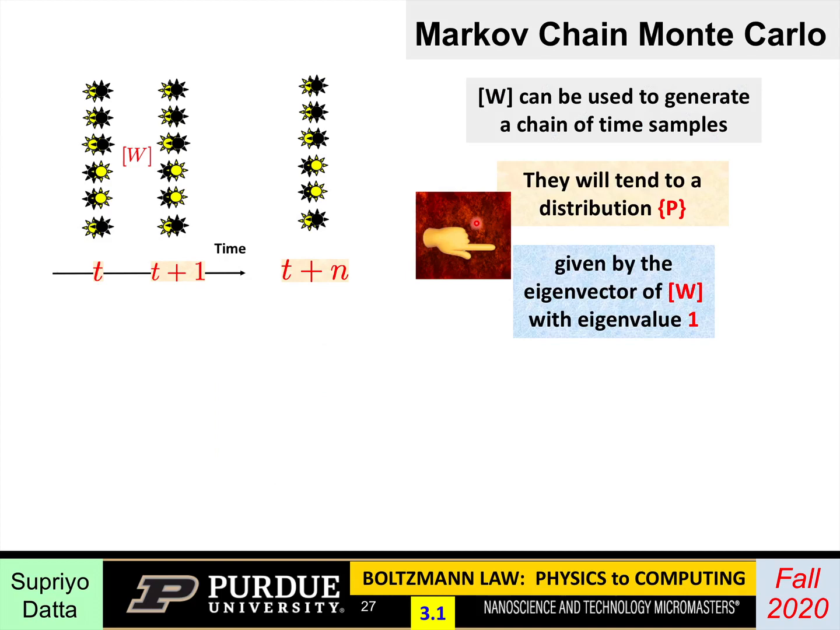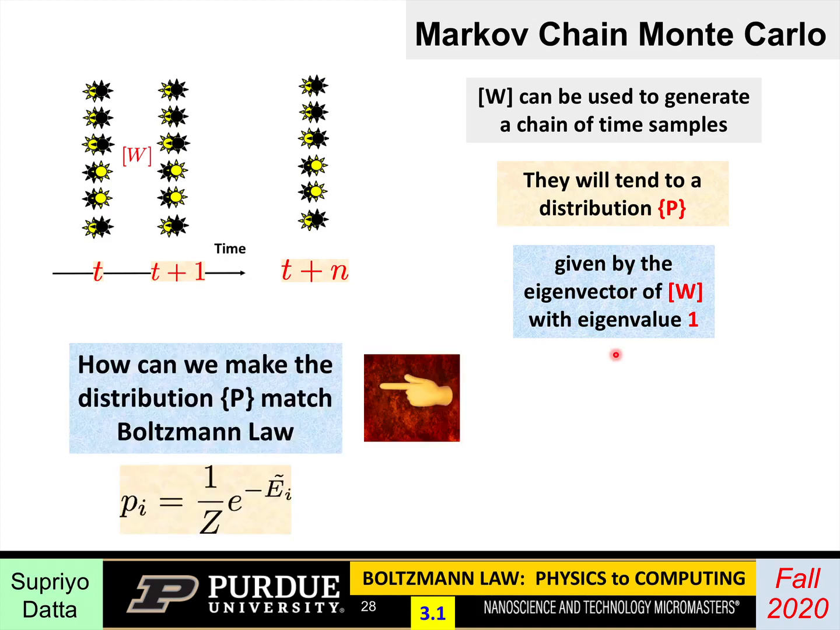So bottom line is, we have this W matrix, the transition matrix. You can use it to generate a chain of time samples, and they will tend to this distribution P, the stationary distribution P. And what distribution is it? Well, it's given by the eigenvector of W with this eigenvalue 1.